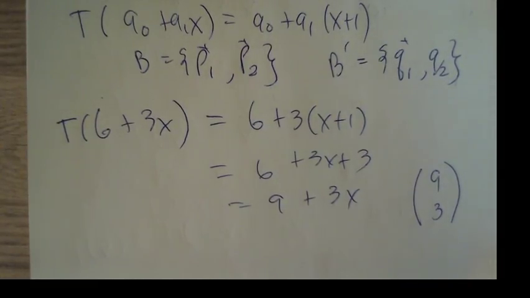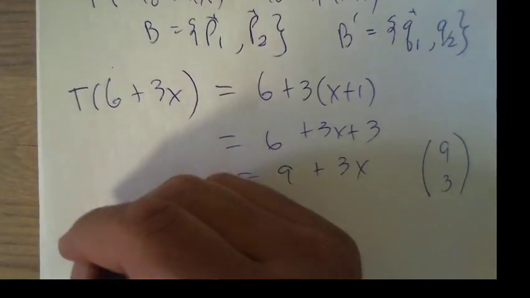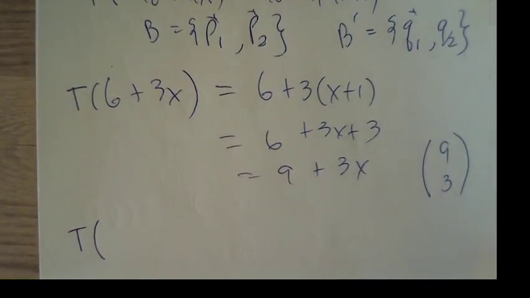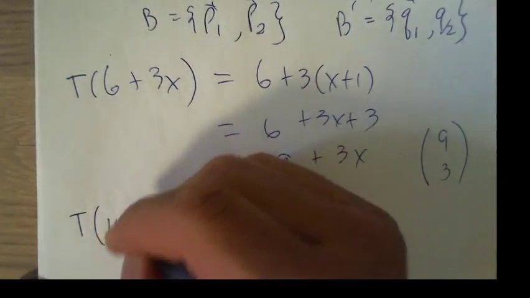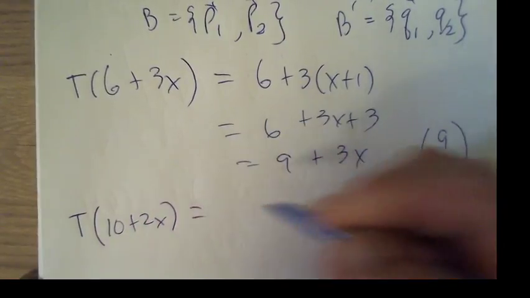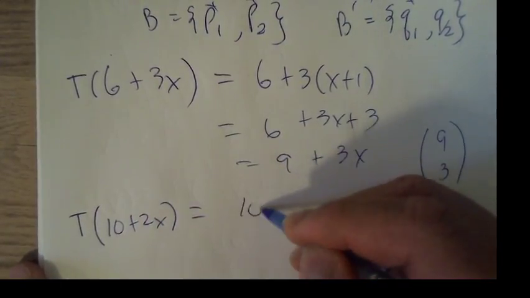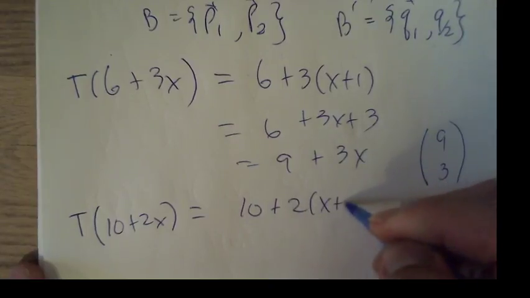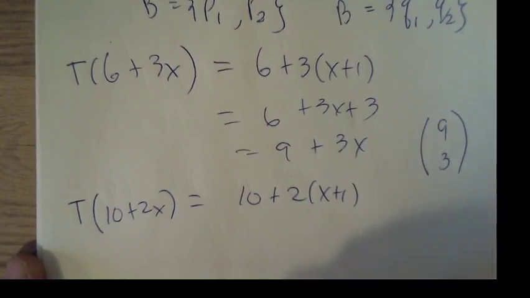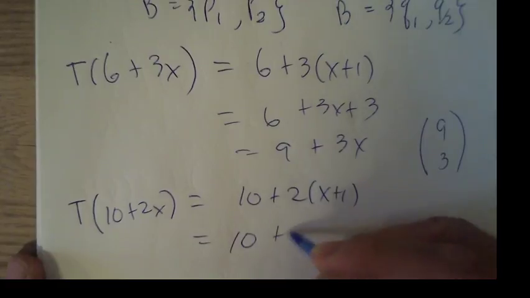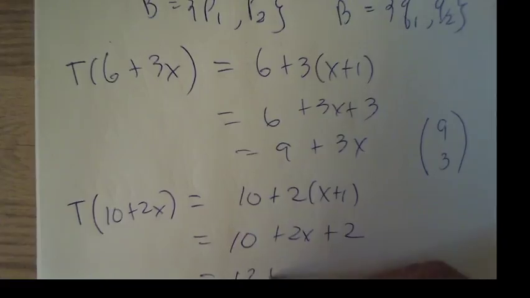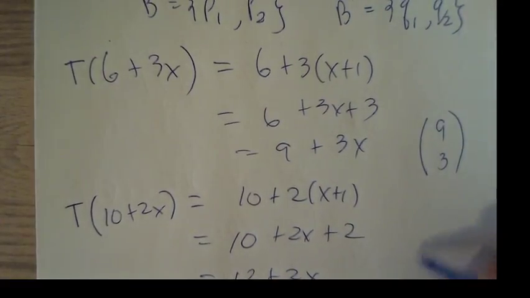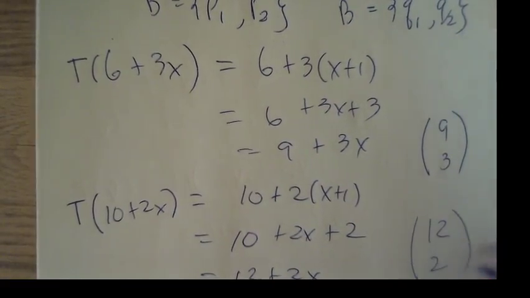Then I'll look at what happens to the next basis vector. The next basis vector is 10 plus 2x. So here we'll have 10 plus 2x plus 1, so we would get 10 plus 2x plus 2. And we get 12 plus 2x. So in this case, we'll have 12 and 2.